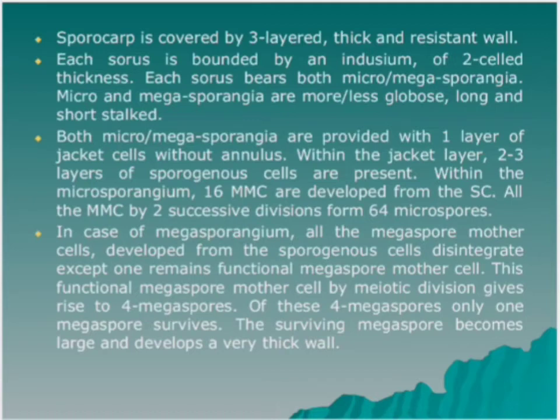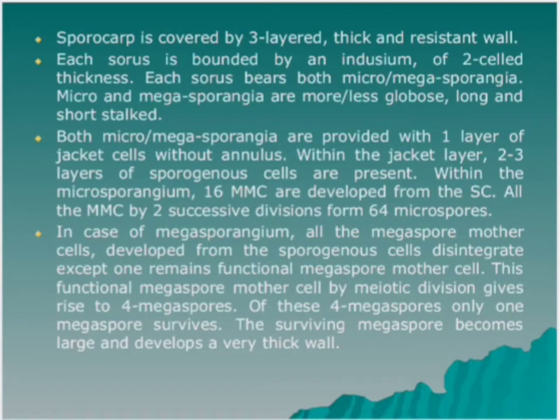Within the microsporangium, 16 microspore mother cells are developed from the sporogenous cells. All the microspore mother cells undergo meiosis by 2 successive divisions and form 64 microspores.